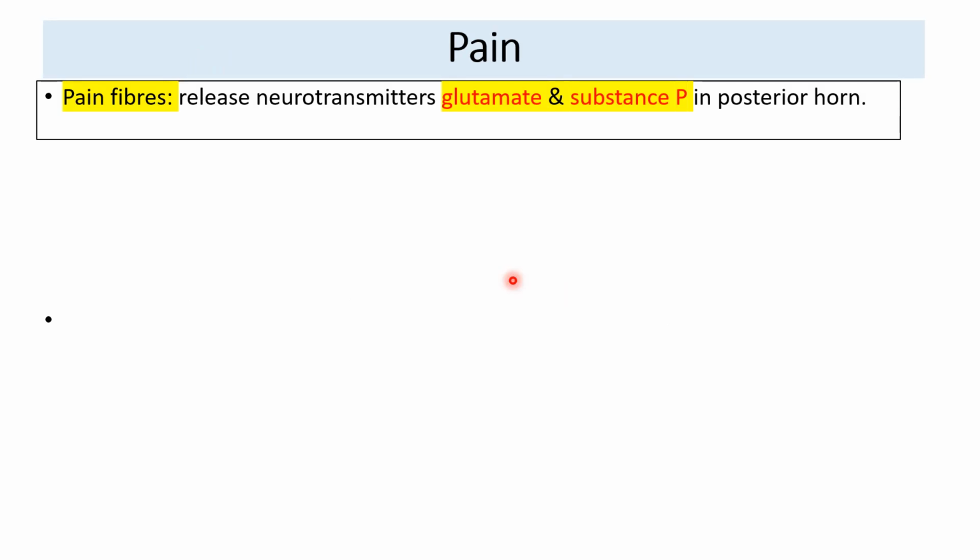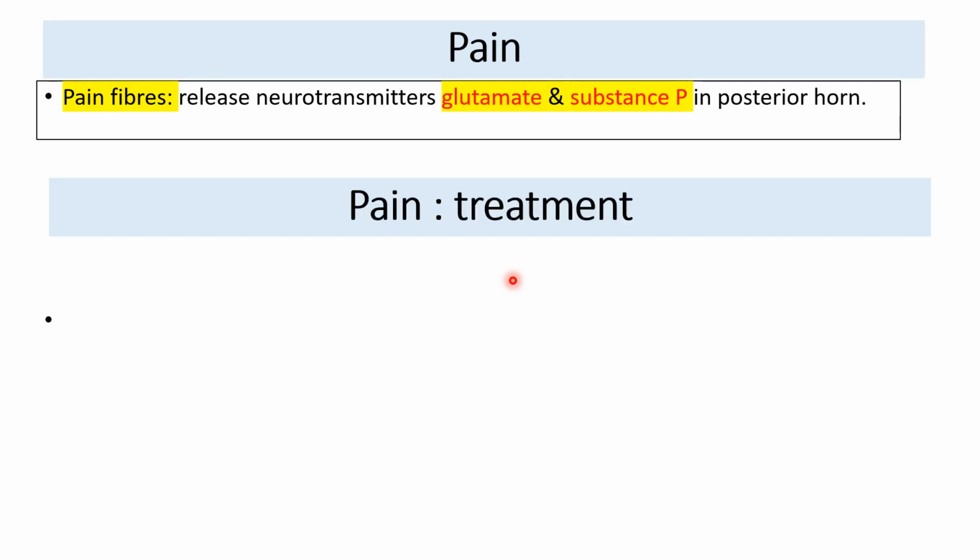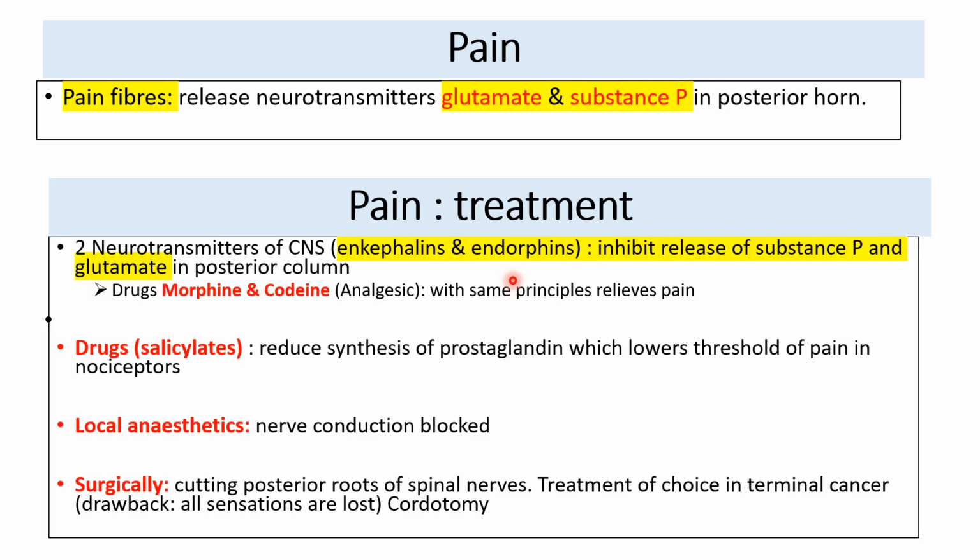The pain fibers release glutamate and substance P in the posterior horn. So what will be the treatment? Treatment of pain will be certain chemicals which inhibit the release of substance P and glutamate. So drugs like morphine and codeine, analgesics, act on these principles.